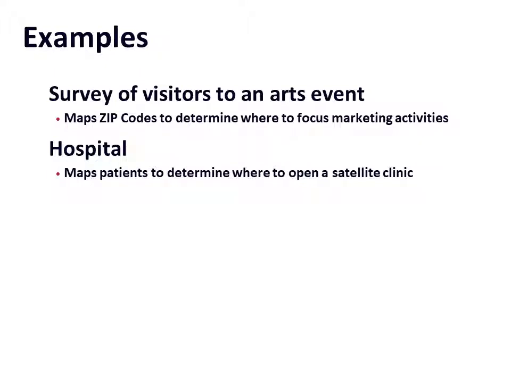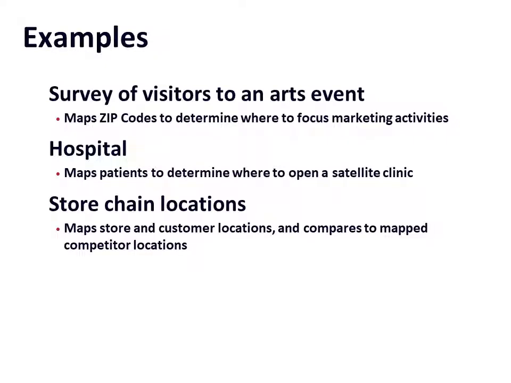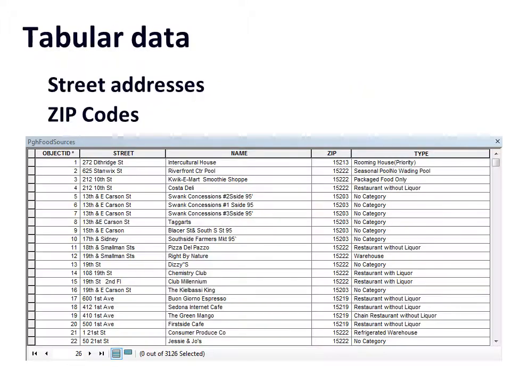Hospitals can use this to see where patients come from, to figure out if they need satellite or clinic offices. For example, if you have an ER that gets a lot of patients, you might want to map where they're coming from and then try to determine the best spot to open an urgent care facility. Store chains map stores and customer locations compared to the maps of their competitors to try to figure out if there's opportunities to expand and inhibit their neighboring or competing businesses. And of course, there's always other examples as well.